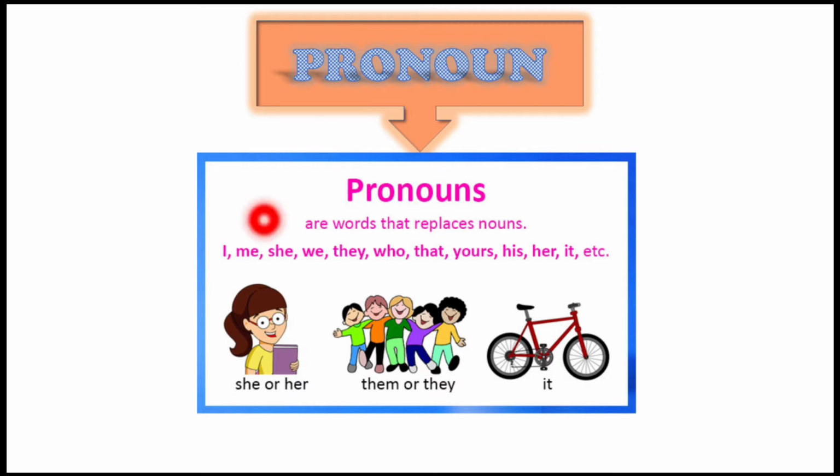जैसे for example she, you can use for the girl. These are some pronouns. It is given over here: I, me, she, we, they, who, that, yours, his, her, it, and etc. So here we will see this example. This is she or her is used for girl.